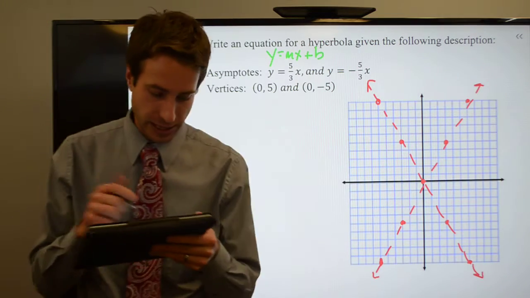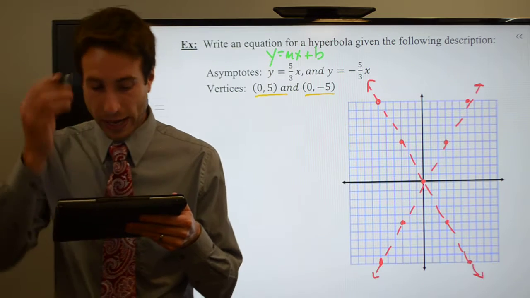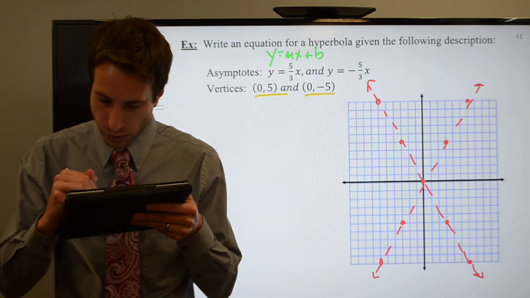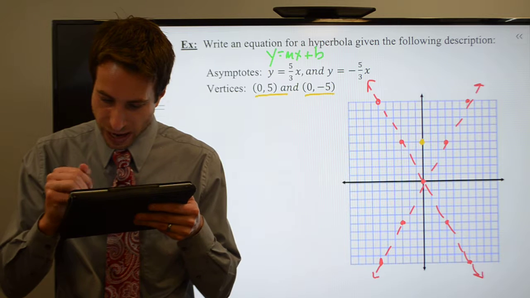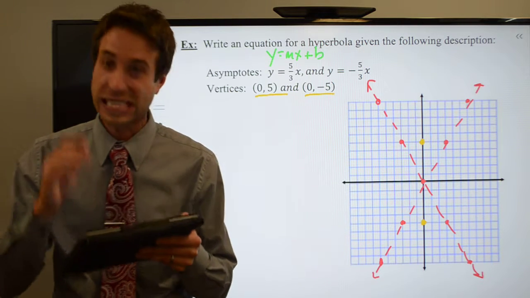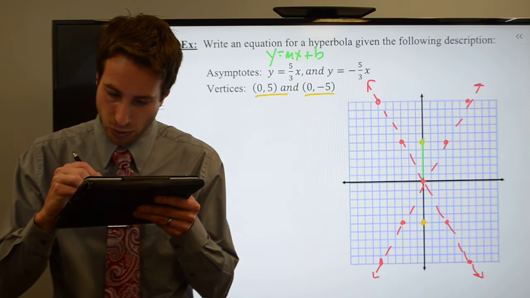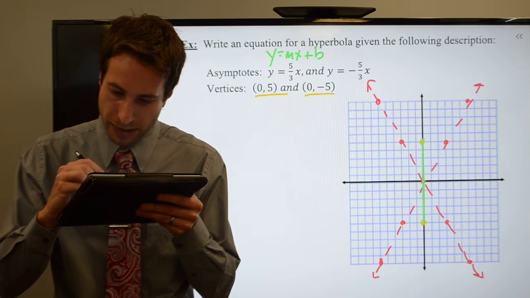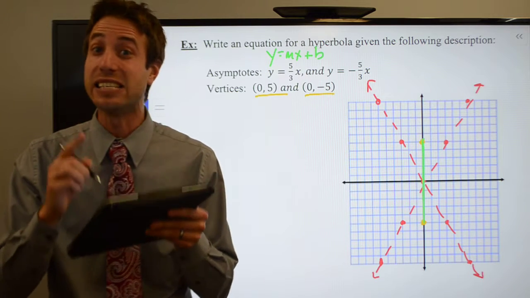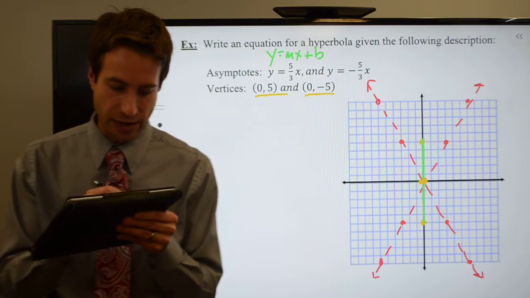Now, I've been given vertices. All right, let's graph my vertices. Okay, so that's going to be 0, 5. So 1, 2, 3, 4, 5. Right there is a vertice. Remember, vertices are always on the transverse axis. So my transverse axis runs right through there. That means my transverse axis is vertical and my origin is the center.